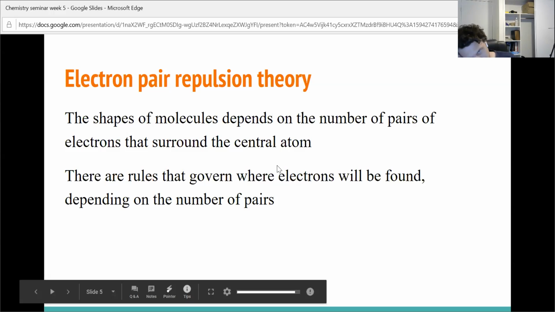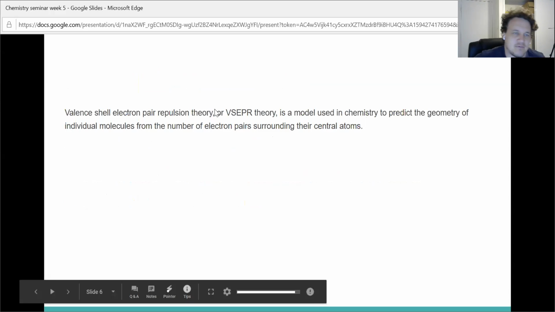So the number of electron pairs will govern where those electrons will be found, which will govern the shape of the molecule. This valence shell electron pair repulsion theory, or VSEPR, is used in chemistry to predict the geometry of individual molecules from the number of electron pairs surrounding the central atom. We built the models last week doing the Lewis dot structures. And now we'll look at how we can predict the shape. And again, I'll teach you my simple way.